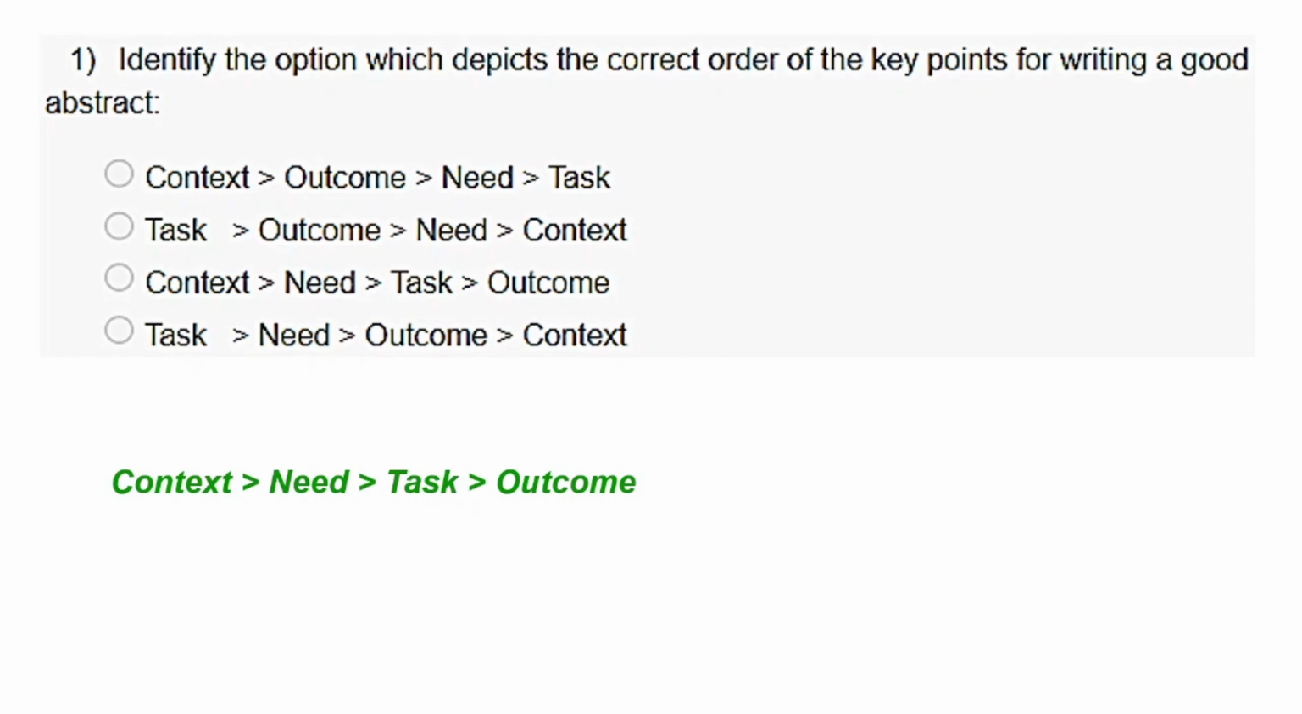So context, need, task, and outcome. This is how you will proceed in your abstract. This is not a rule, not a law. So amongst the other options, you can try those out also. But amongst these 4 options, I think this is the most relevant that I could find, because amongst the papers that I've read, most people follow this. They try to go via this sequence only. Obviously, you'll definitely find other papers following other sequences.